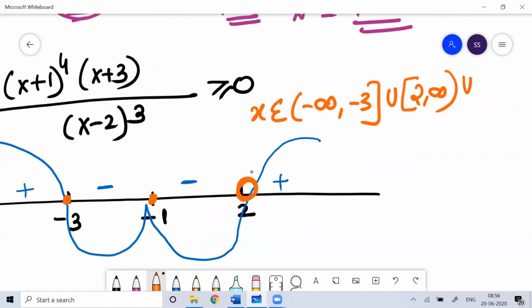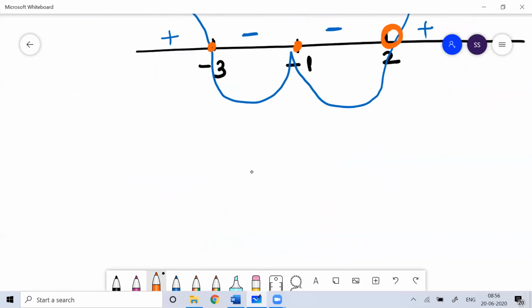So here you can write this curly bracket. The value minus 1 should be the part of our solution, because x equal to minus 1 will also bring the equation to be equal to 0. That is again important for us. Okay. Now the next question to discuss, I believe these all are easy questions.